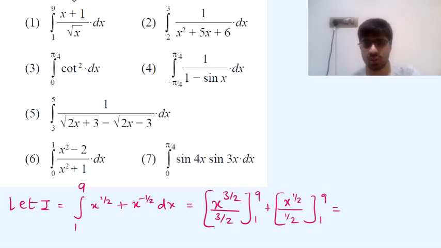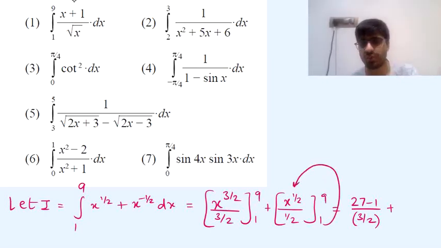All that we need to now do is evaluate the answer by putting in the upper limit first. So that will be 9 power 3 by 2, that is square root of 9 and then cube of it, so that will be 27. And similarly with 1, so 1 power 3 by 2 will be 1. So we have 27 minus 1 the whole upon 3 by 2. To it we are adding this term. We need to put a 9 first, so that will be 9 power half, which is 3, minus 1 power half, which is 1, so that's 3 minus 1 divided by 1 by 2.